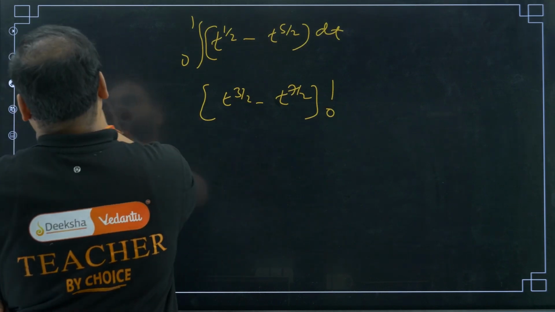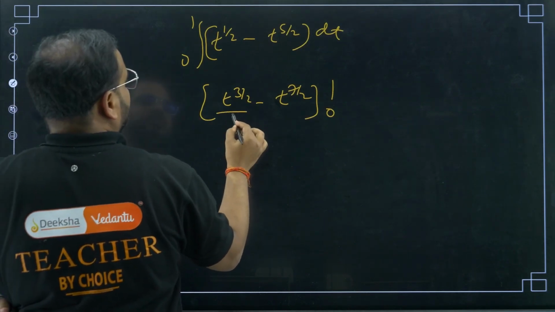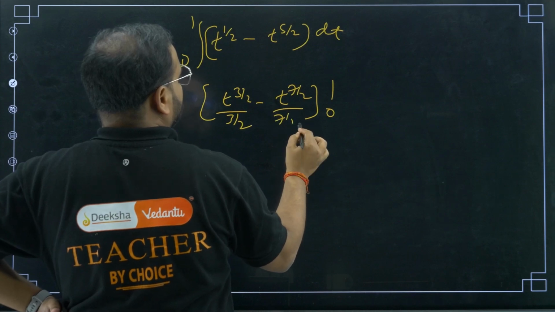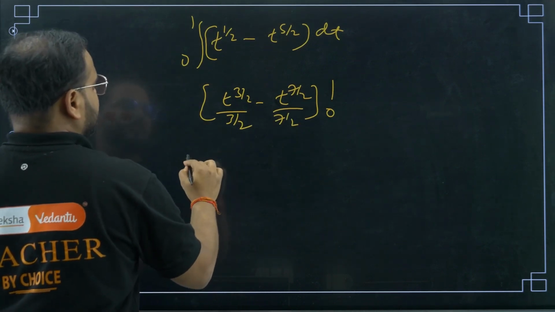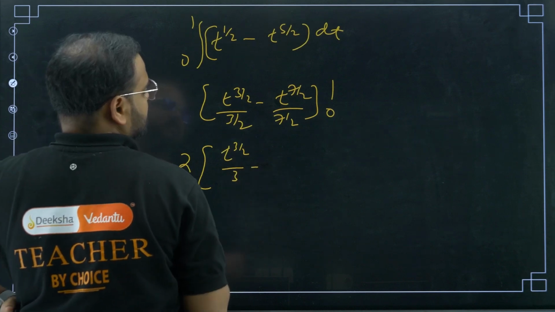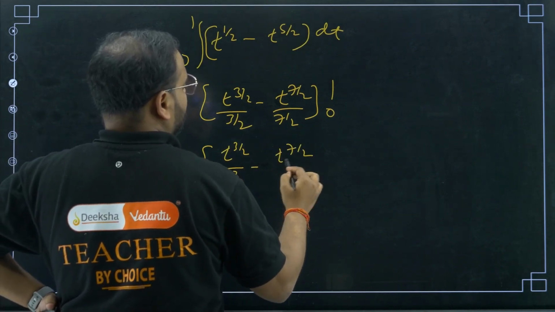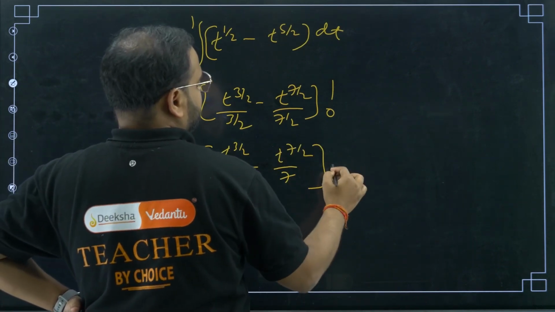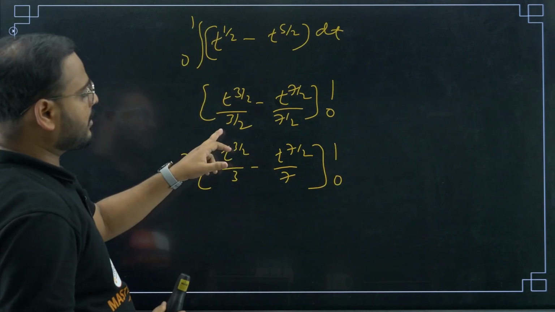This is not the correct integration. I'll have the numbers also, 3 by 2 and 7 by 2. So I can take 2 outside, and it will be t power 3 by 2 by 3 minus t power 7 by 2 by 7, from 0 to 1. Forgive me, I did not take into account the denominators.